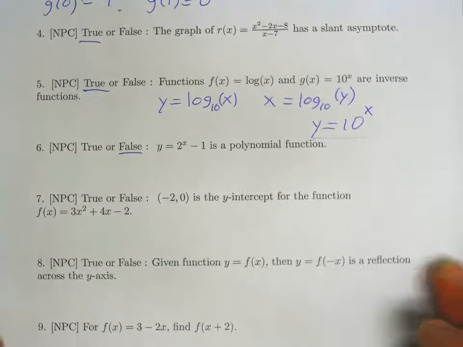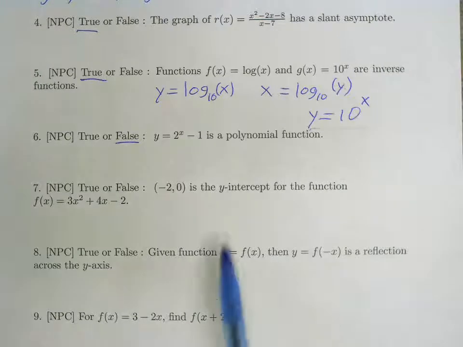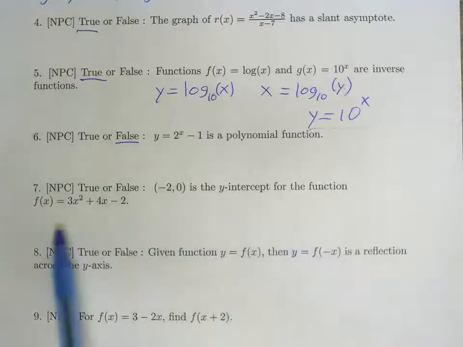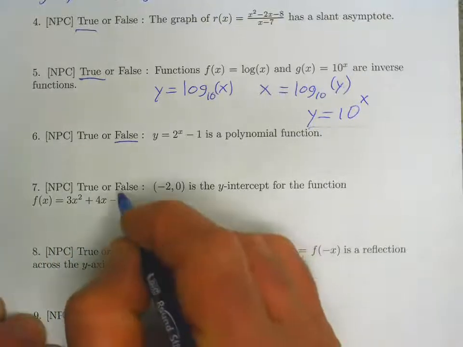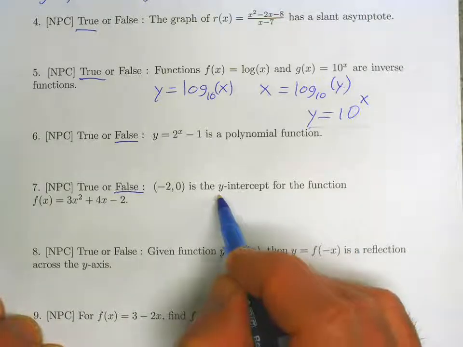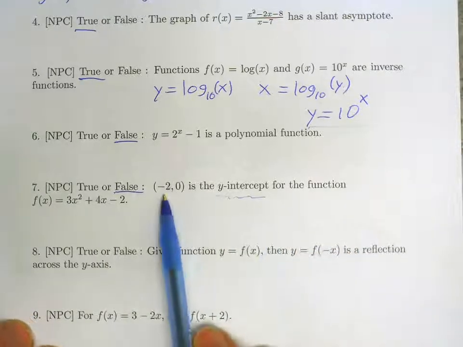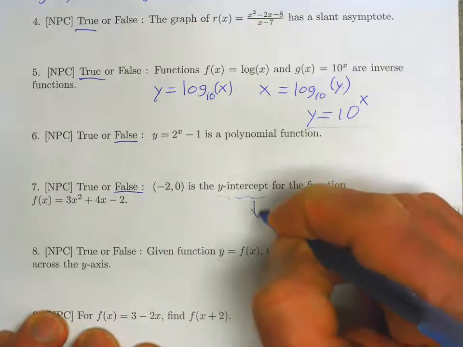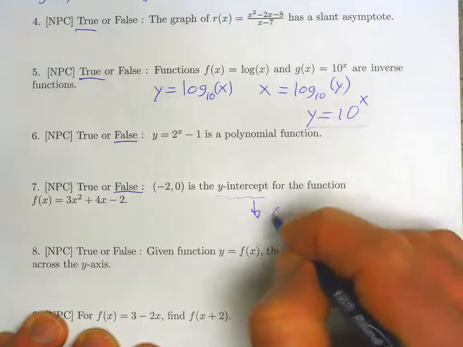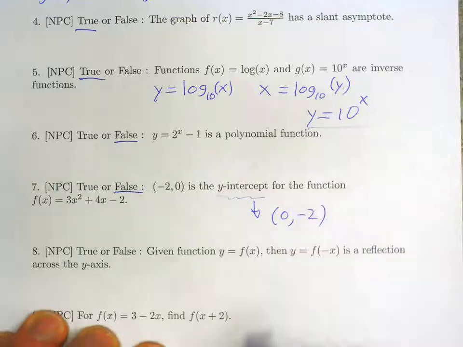True or false? Number 7, negative 2, 0 is the y-intercept for the function f of x equals 3x squared plus 4x minus 2. This is false because every y-intercept has an x-coordinate of 0. So the real y-intercept is 0, negative 2, but not negative 2, 0.